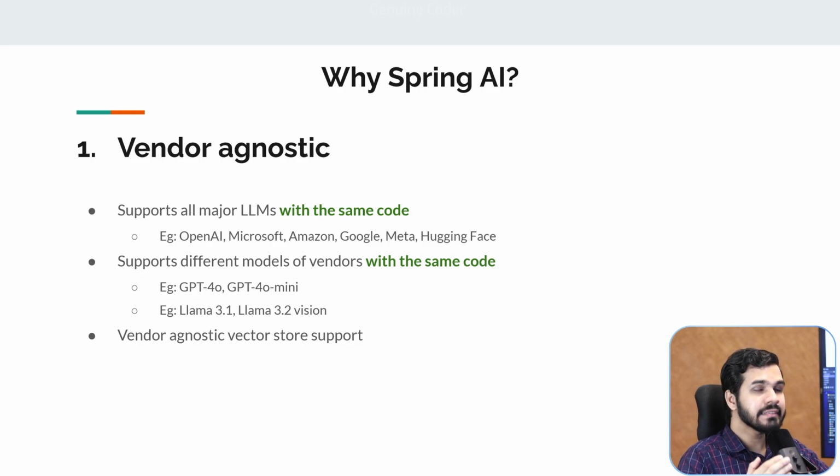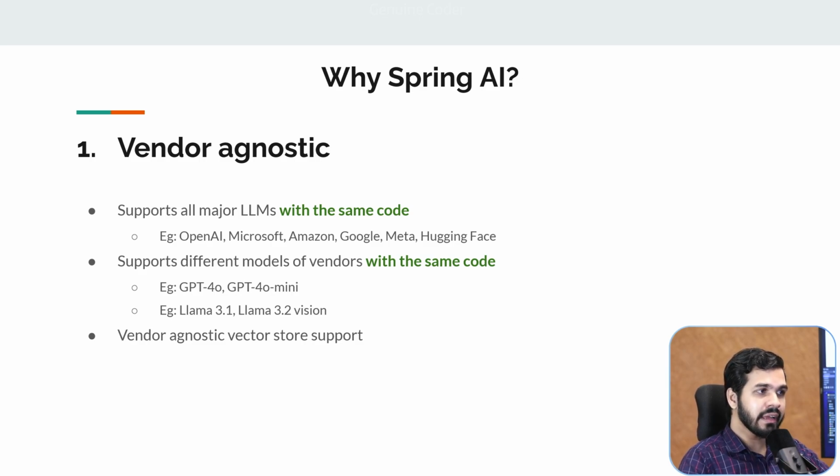And you know that the same companies have different models too. For example, with respect to OpenAI, you can find ChatGPT 4o, GPT 4o mini, and then there is O1 preview. There is more coming in the future as well. So not only is it vendor agnostic, it also supports all these different models from the same companies.